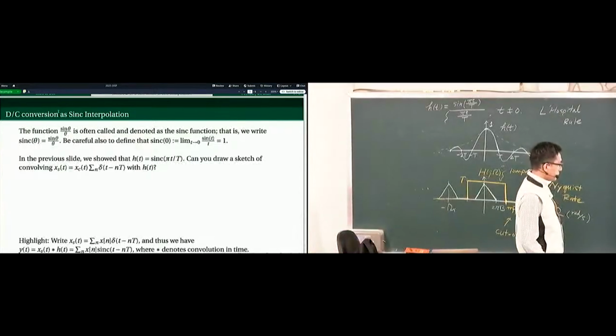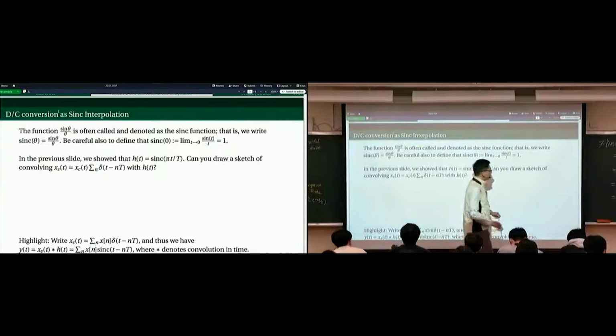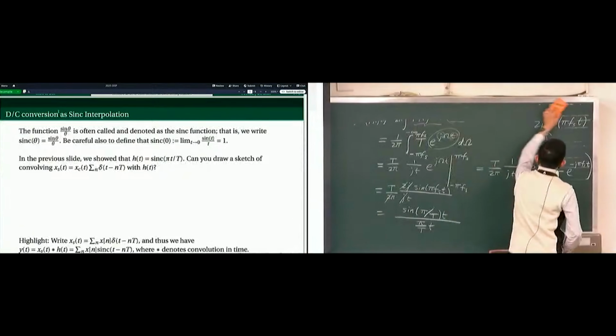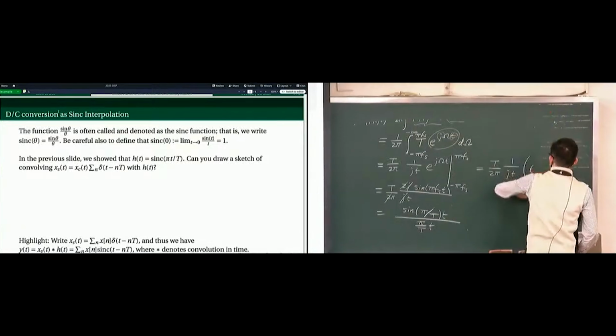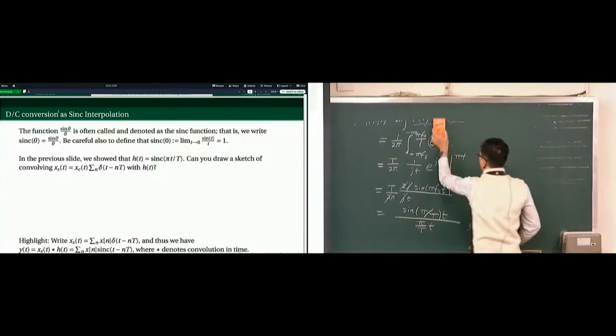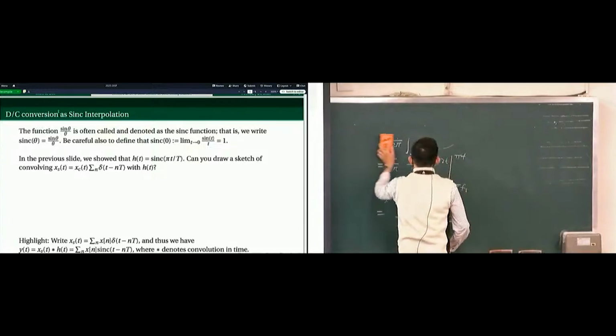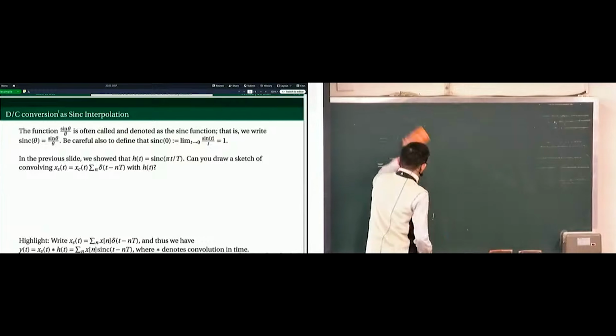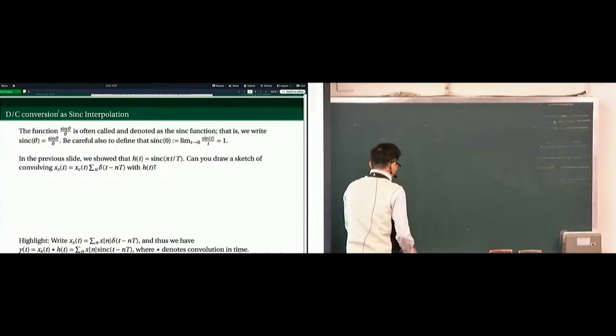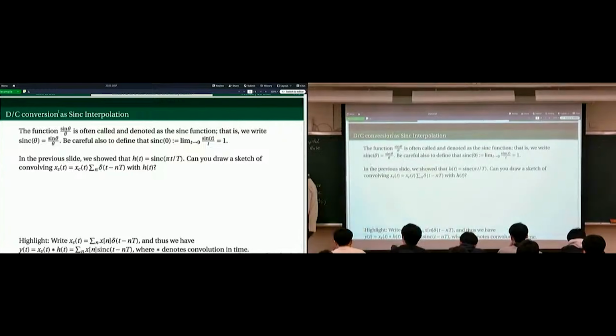So what is going to happen? I do have a highlight, but I may need to use the board right here. So let me erase this. Next, let's draw another sketch. In this sketch, we are going to visualize the convolution of exactly these two things.